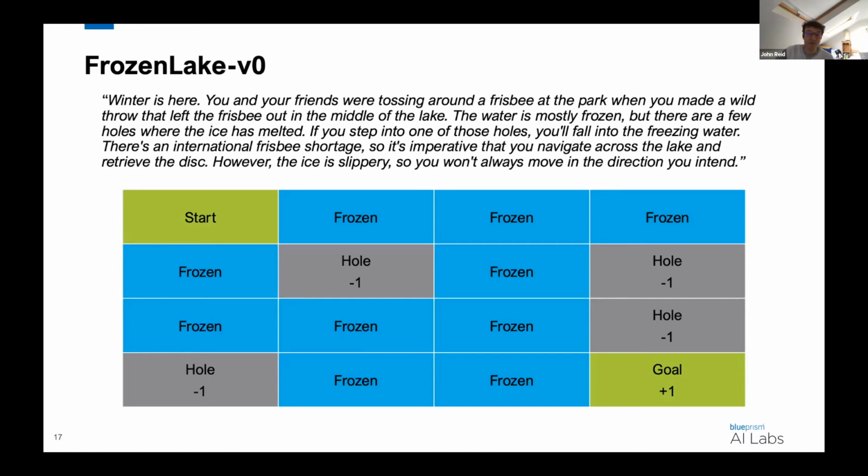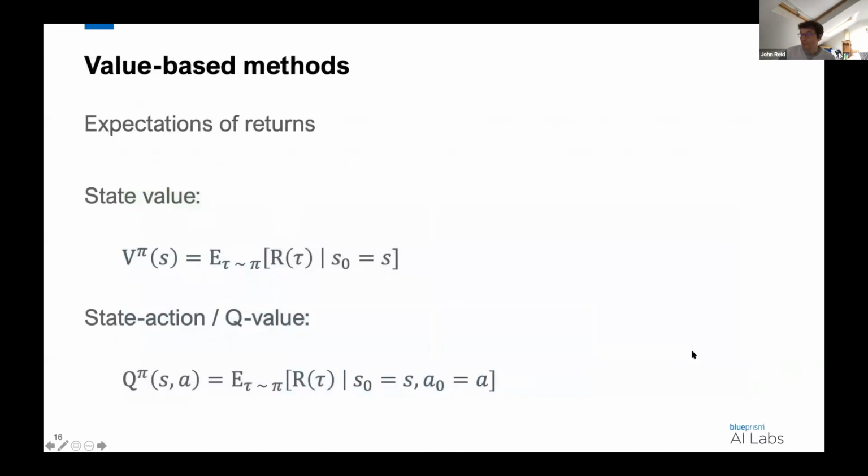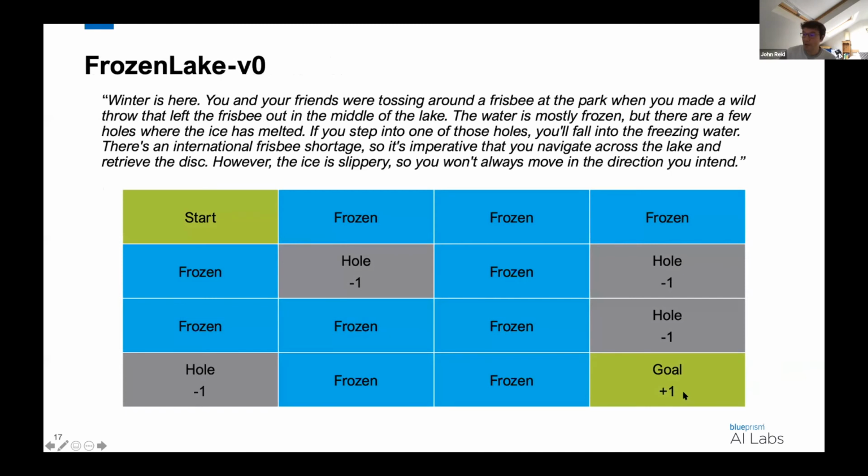So in the grid, we can see the rewards for arriving at the terminal states. So these are the hole states and the goal state. The reward is +1 for the goal and -1 for the holes. Our task is really to learn how to navigate from the start state to the goal.